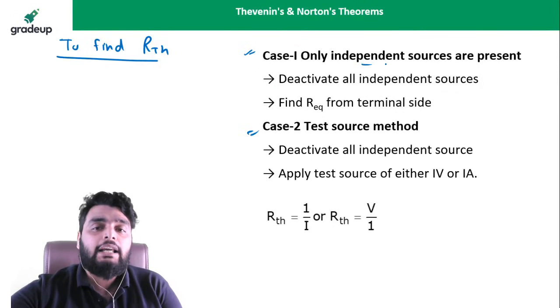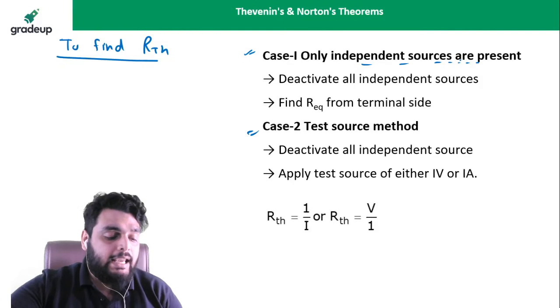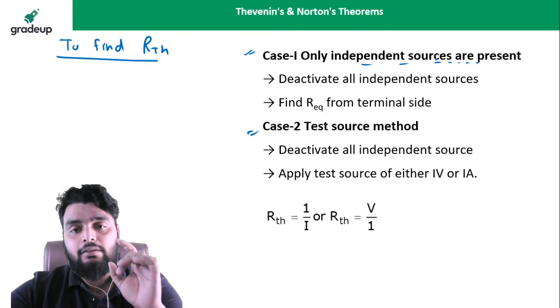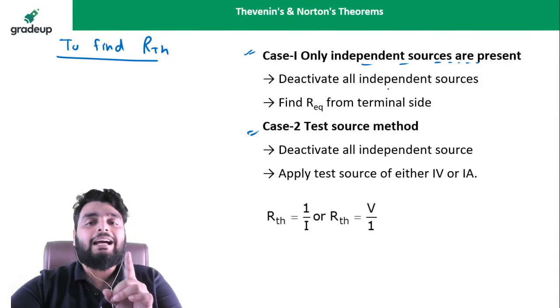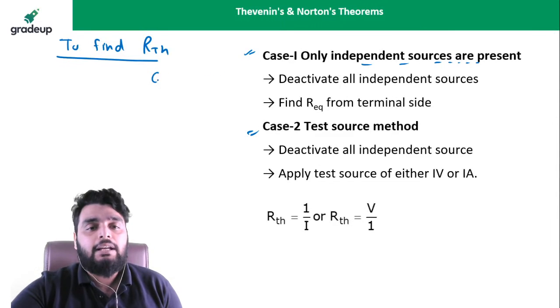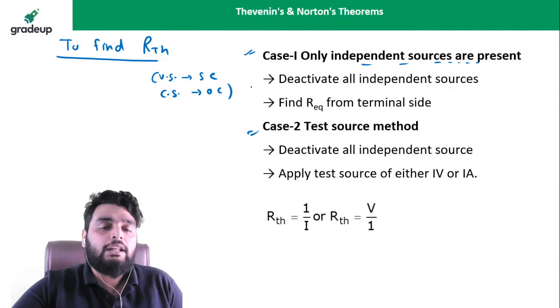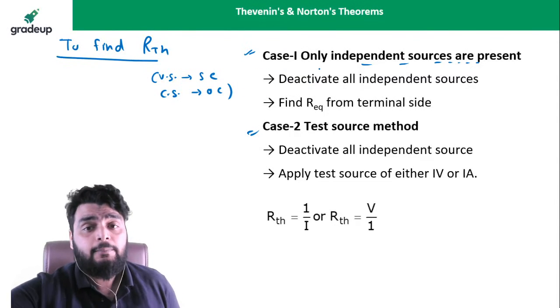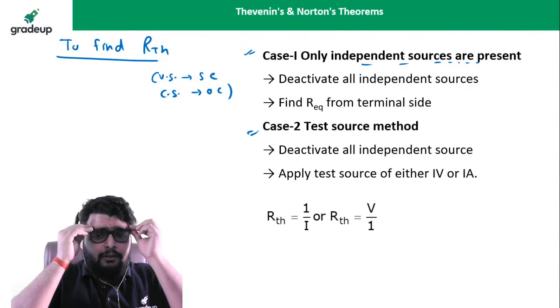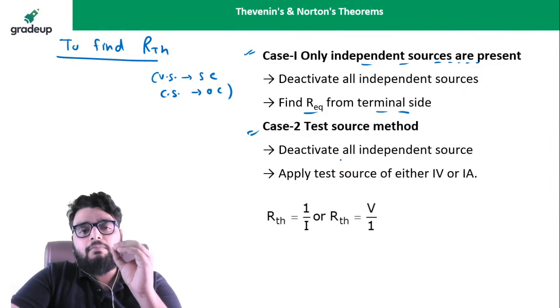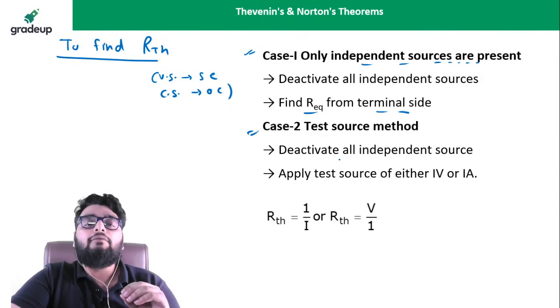Case 1, if only independent sources are present. If only independent sources are present, the first step is to deactivate all independent sources. Deactivate means voltage source short circuit, current source open circuit. Simple thing. If you have only independent sources, then this is a case 1 question. For this, I will deactivate all independent sources, and in the second step, I will find R equivalent from the terminal side. Whatever terminal is given, I will find R equivalent from there.